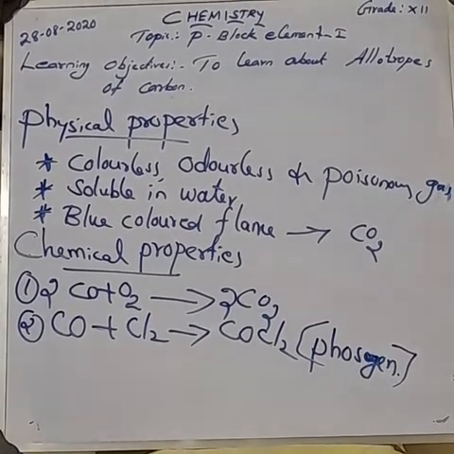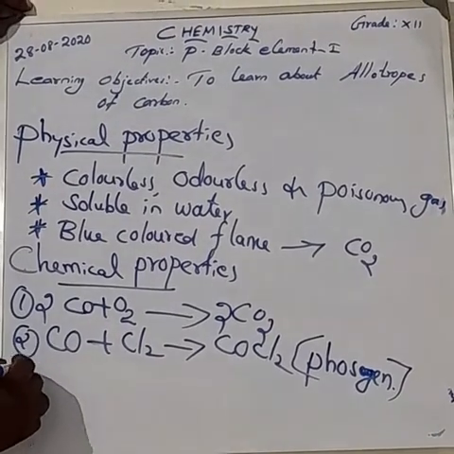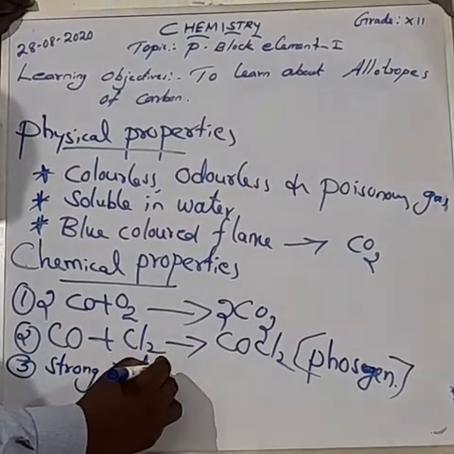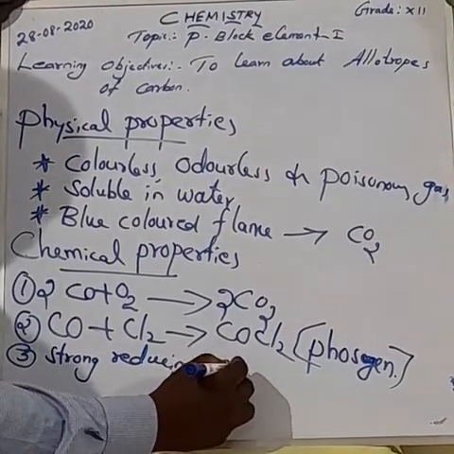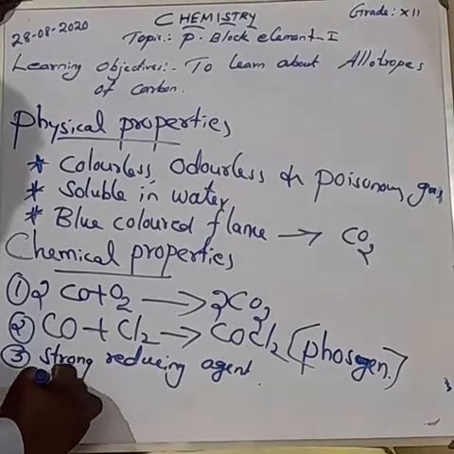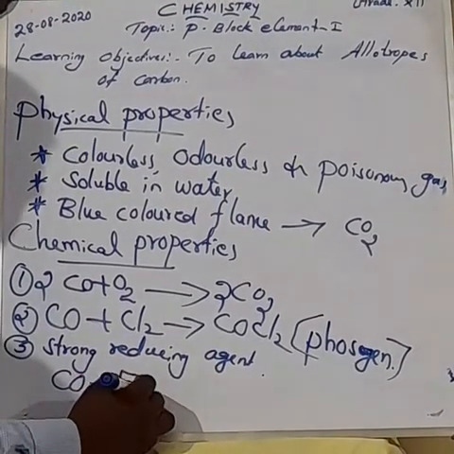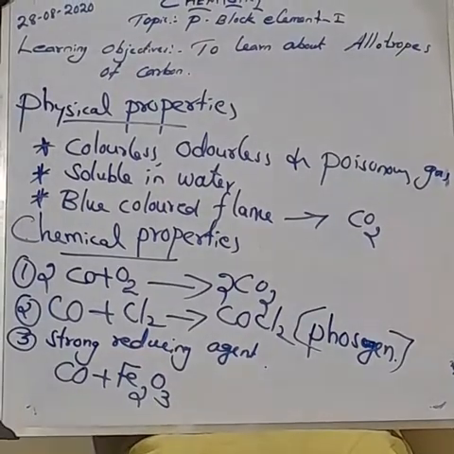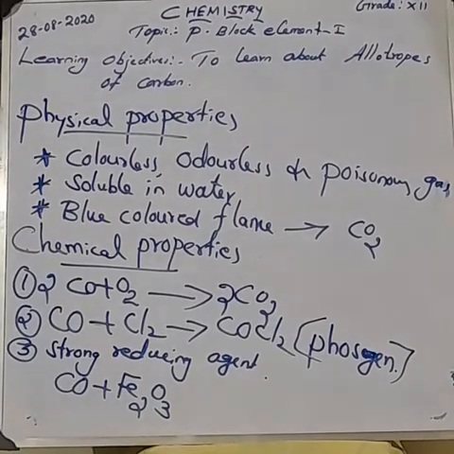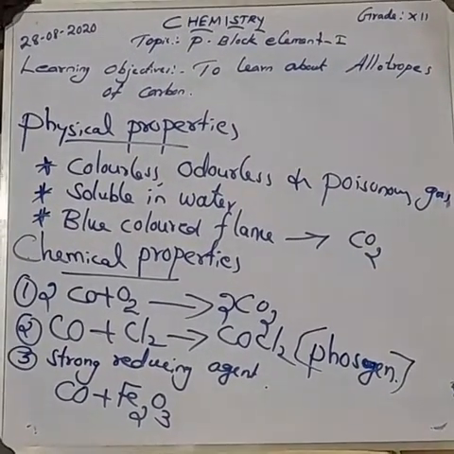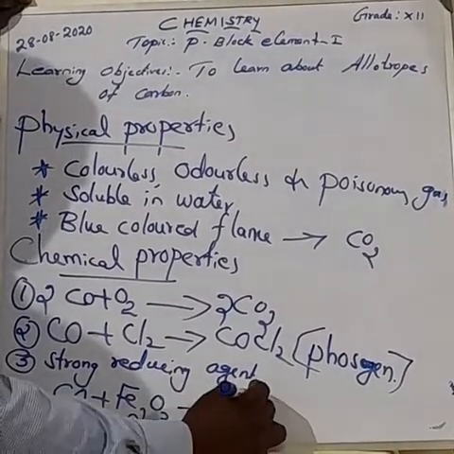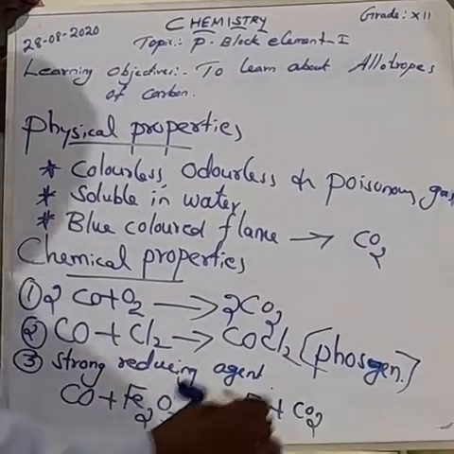The next one: carbon monoxide acts as a strong reducing agent. A very good example is carbon monoxide reacting with iron oxide, Fe2O3. Carbon monoxide reacts with iron oxide to form iron. This reduces iron from iron oxide, with the evolution of carbon dioxide.